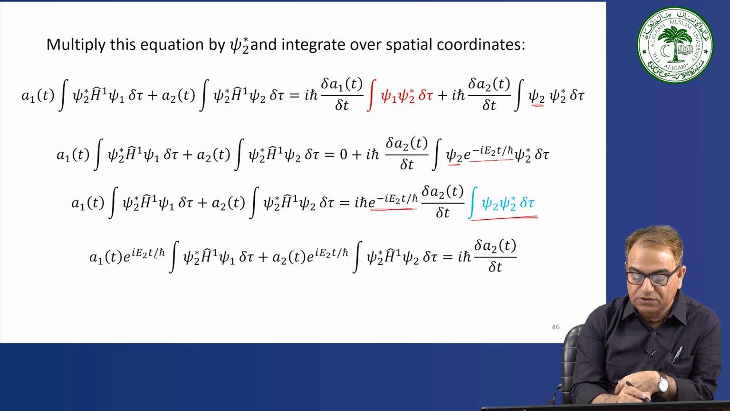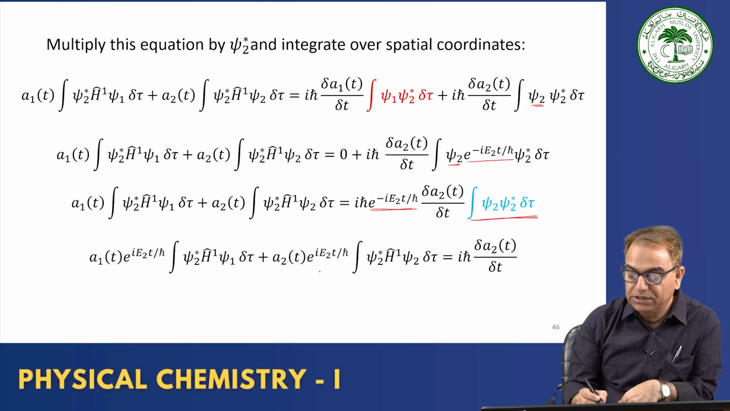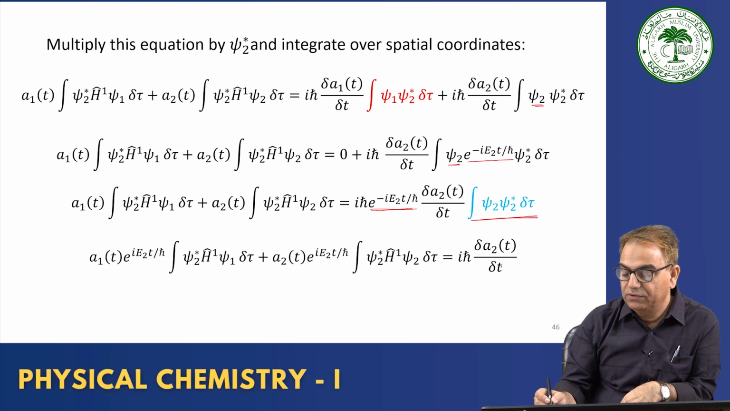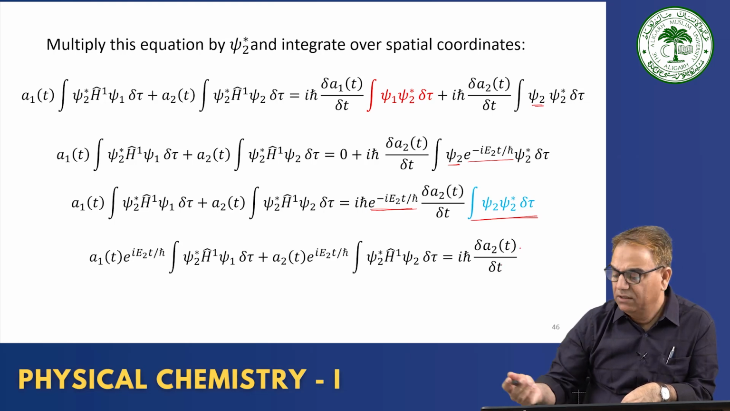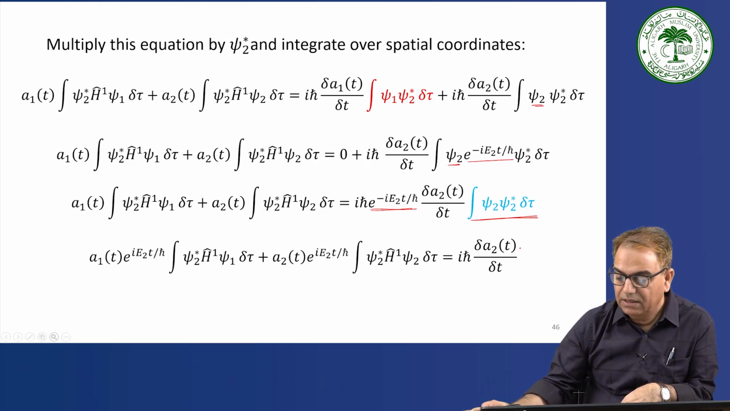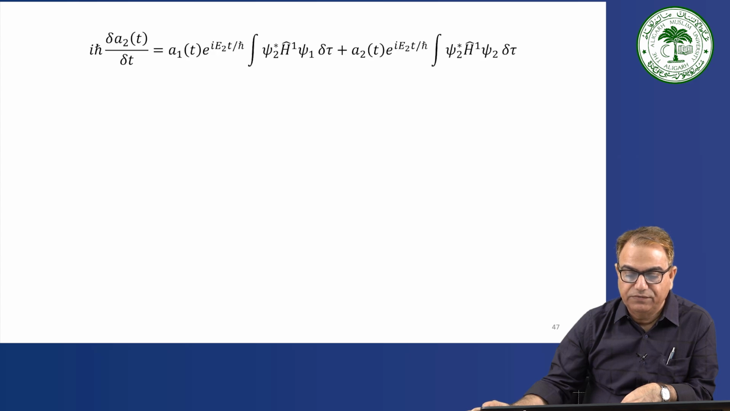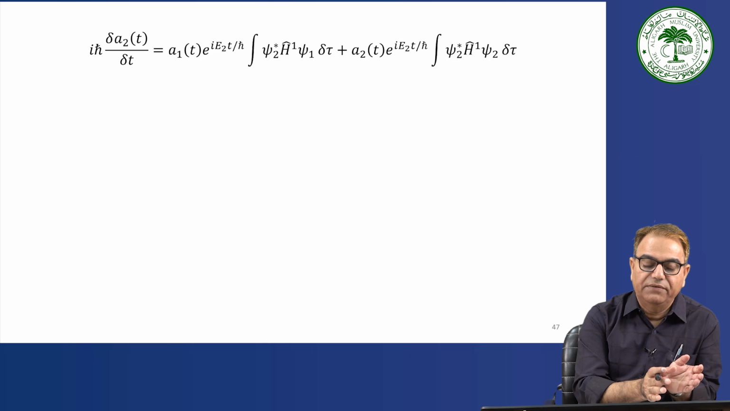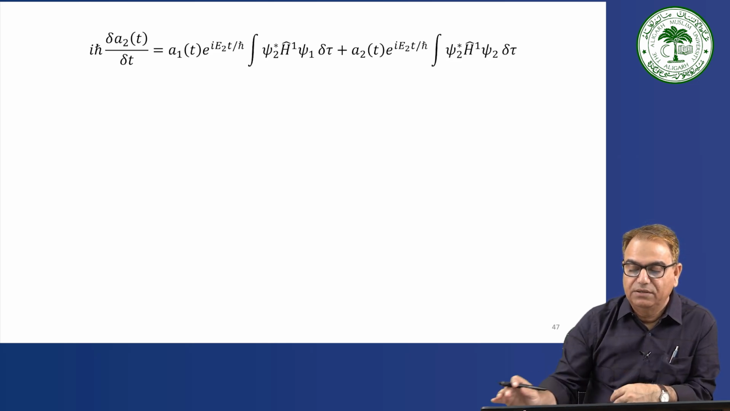Exponential i E2 t by ħ, and then psi 2 H1 psi 1 d tau. A2t, again this exponential is on the left hand side, so it will be plus i E2 t divided by ħ and psi 2 H1 psi 2 d tau. And here I have kept intact the value iħ del A2t divided by dt. Okay, that's simple mathematics and simple algebra which we are doing. There is no issue. Now the left hand side is on the right hand side. That's all in this equation.